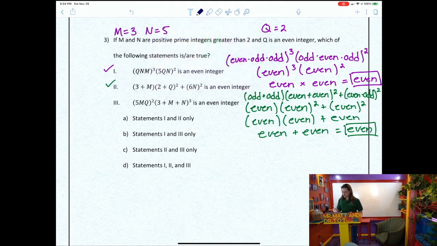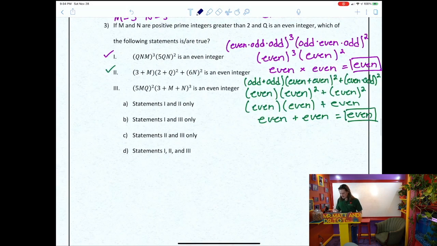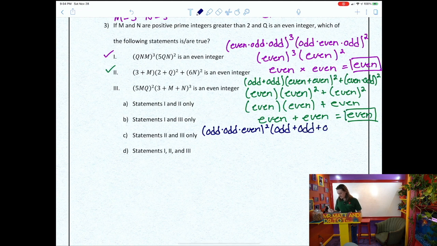And lastly, we have statement number 3. So 5 is odd, times m is odd, times q is even, quantity squared, times 3 is odd, plus m is odd, plus n is odd, quantity cubed. So an odd times an odd will be odd. That odd result times an even will be even. An odd plus an odd will be even. That even plus another odd will be odd. So this is going to be an odd cubed.